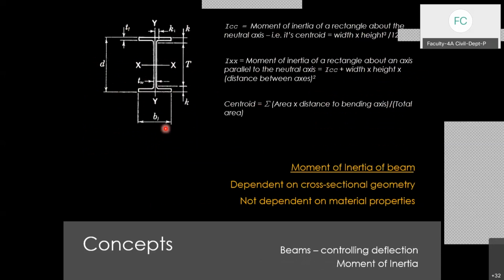So, moment of inertia, most of the time, what we usually see is the IXX, okay? IXX is the moment of inertia of a rectangle about an axis parallel to the neutral axis. That is how the axis is called.